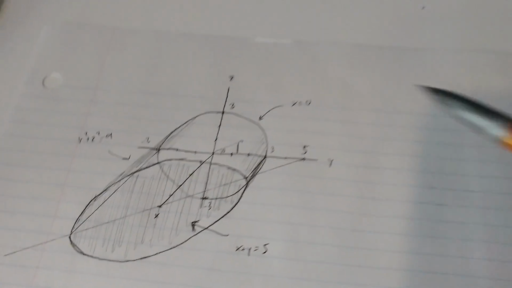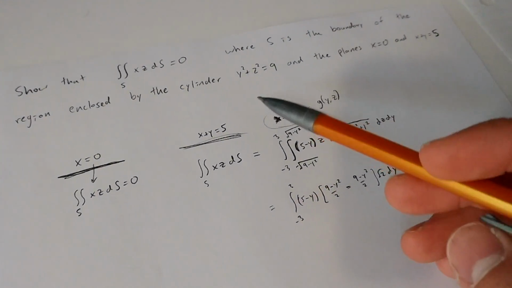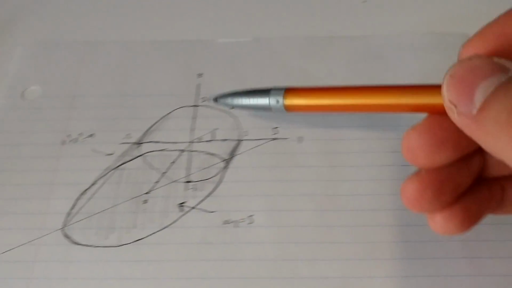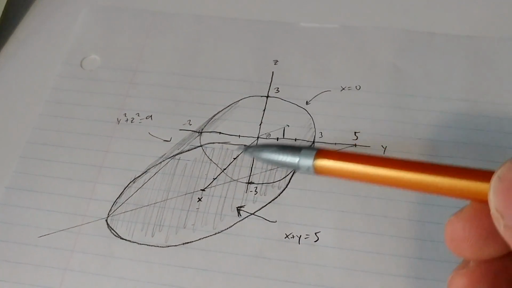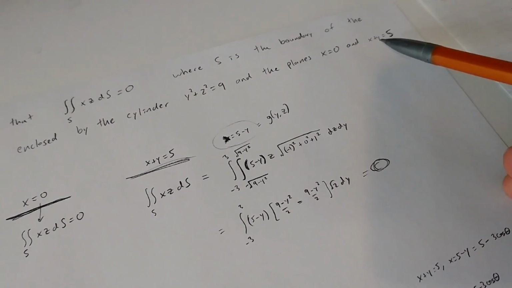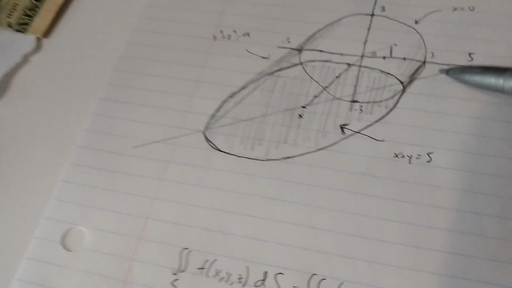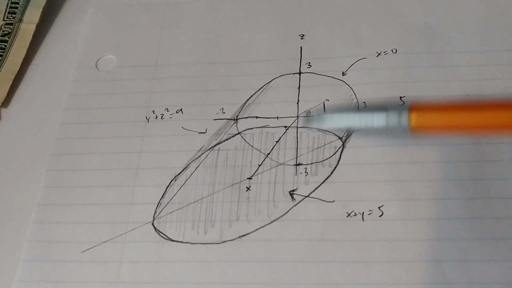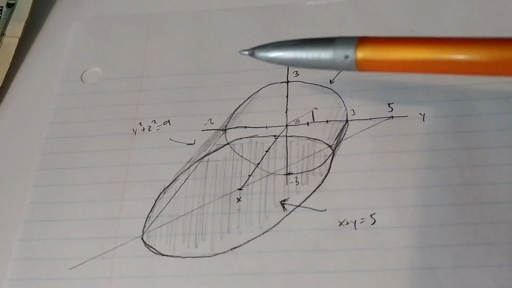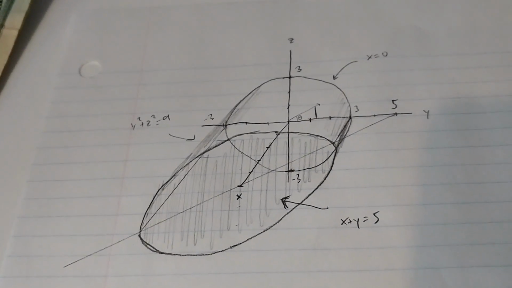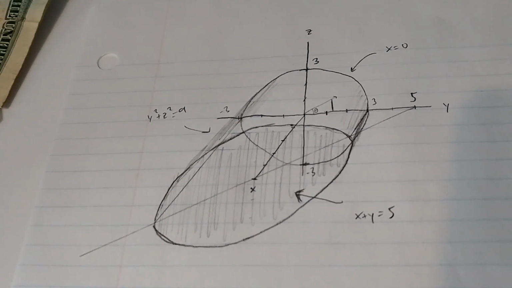And so we have the cylinder on the yz plane with the radius equals 3, and then it goes from x equals 0 to the plane, which is x plus y equals 5. So in the xy plane, that's this line, and so in the z dimension it extends to the plane and it cuts off this cylinder here. So that's what it looks like.